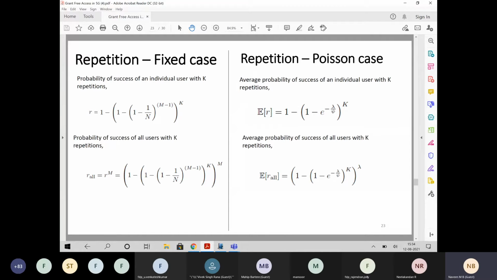So we were able to derive these simple expressions. That was the whole point of the paper. People were doing a lot of complicated things for grant free, probability, preamble analysis, and so on. We showed that with very, very basic probability tools, you can get very good expressions completely modeling the grant free scenario. That was the main contribution of this paper.